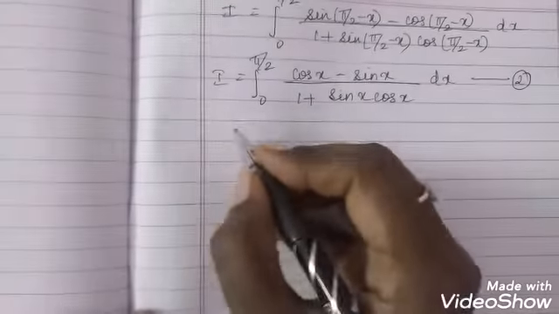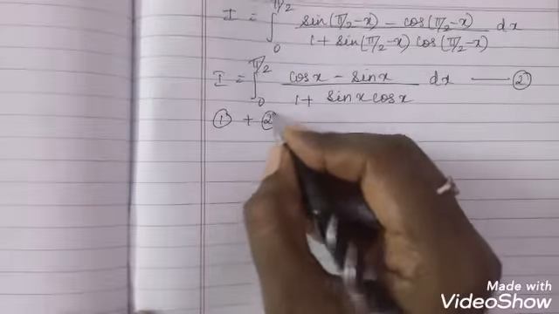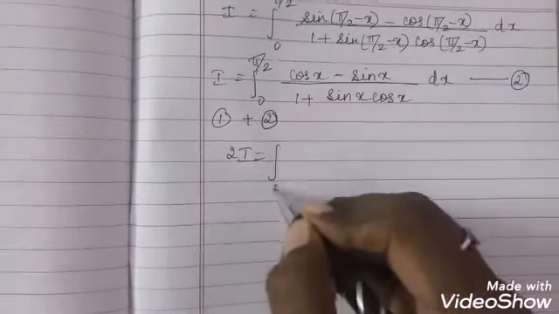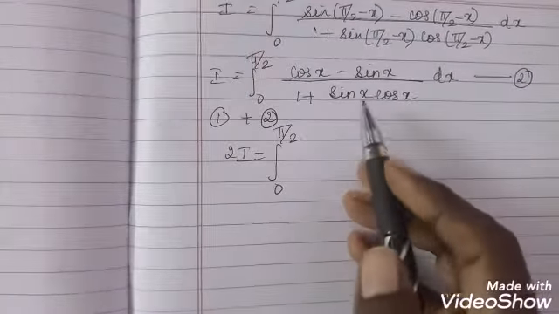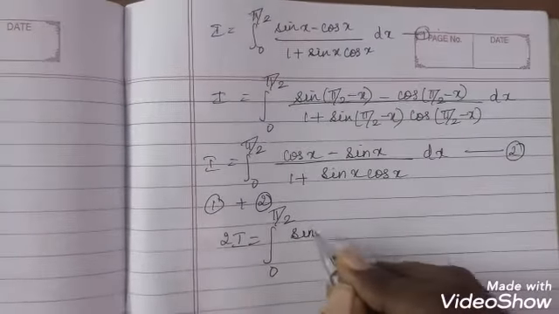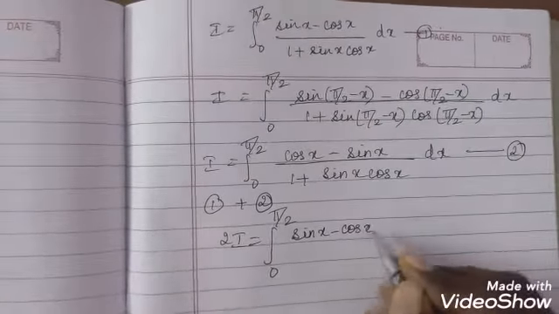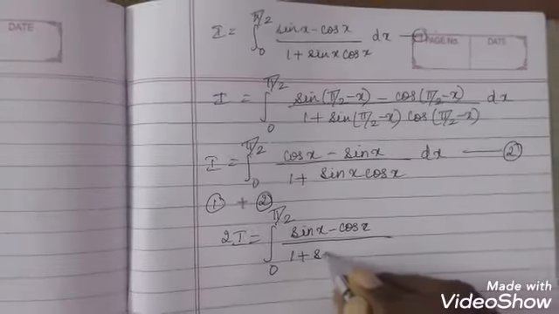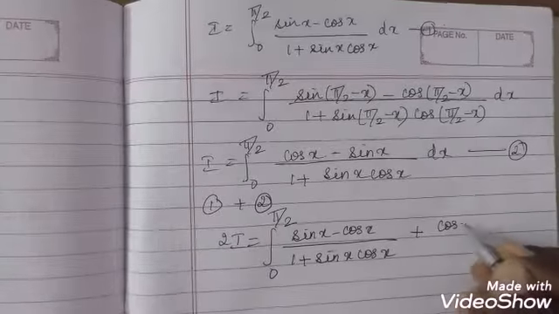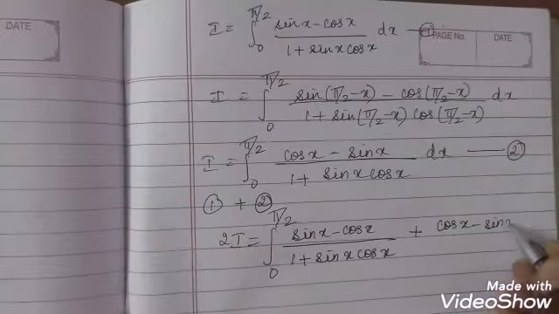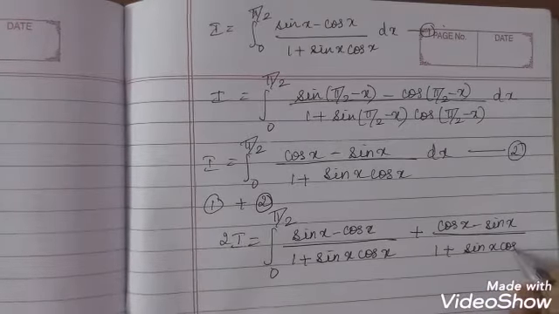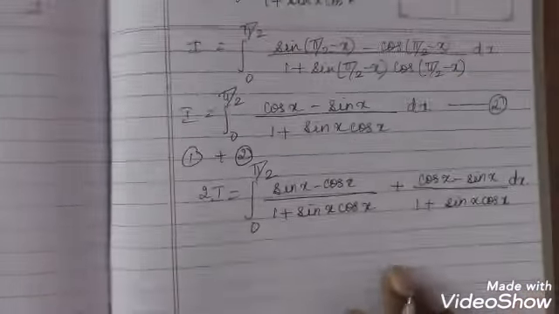Okay. Now we'll add the first one and the second one. When I add the first and the second, I plus I is 2I, which is equal to the integral over 0 to pi by 2. Now add your 1, which is the question: sin x minus cos x divided by 1 plus sin x into cos x, plus the next one, cos x minus sin x divided by 1 plus sin x into cos x dx. Okay. Now we'll just add it.